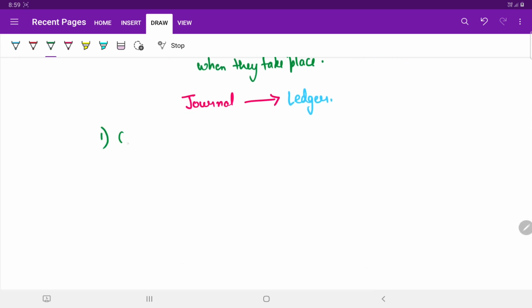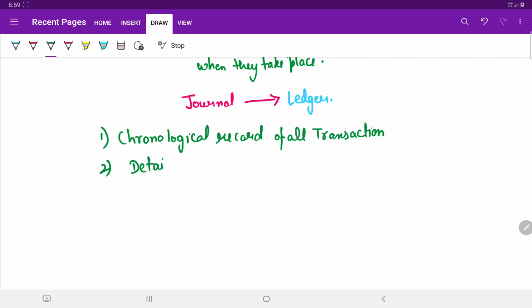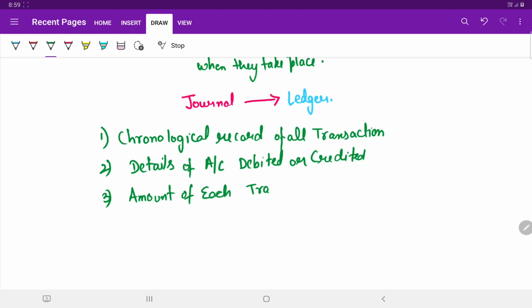Number one, it is a chronological record as per the date and time of all transactions. Second, there are the details of accounts which are either debited or credited, and the amount of each transaction is also mentioned. Number 3, the amount of each transaction is also listed.